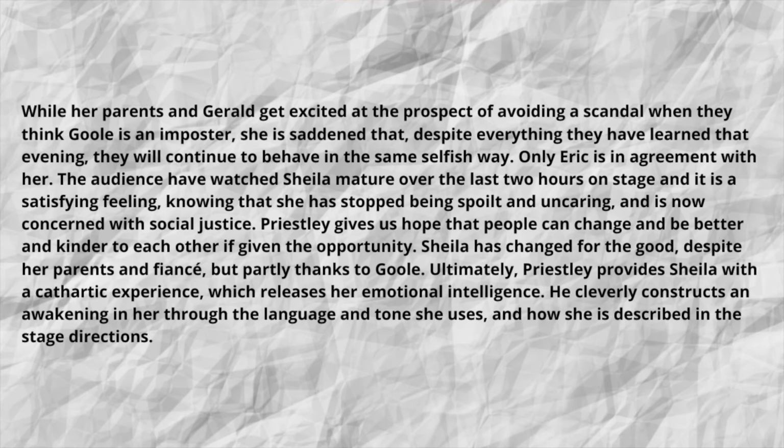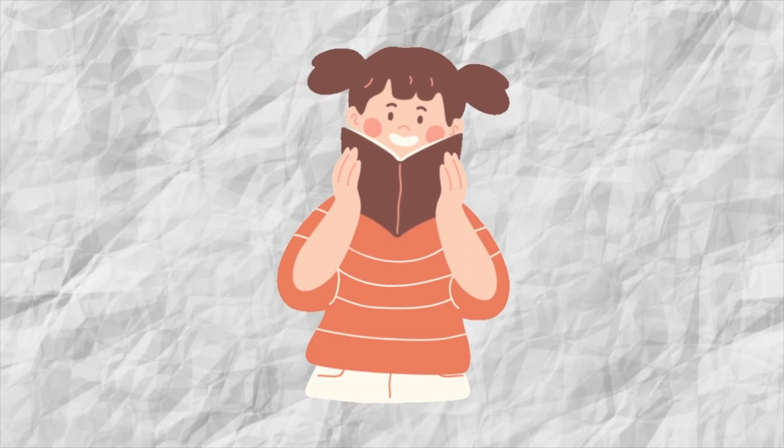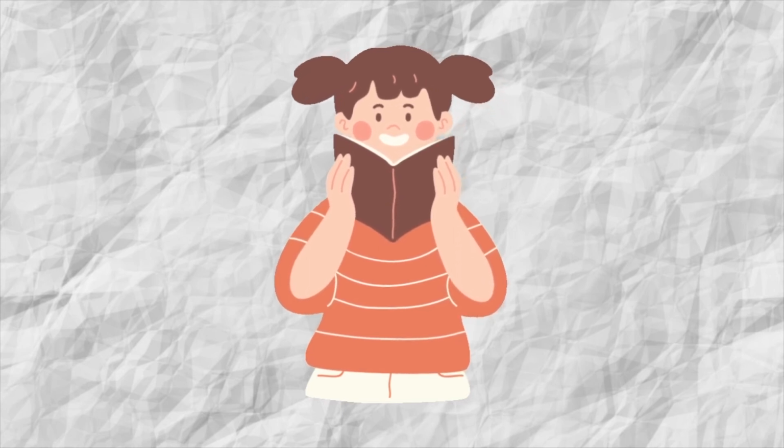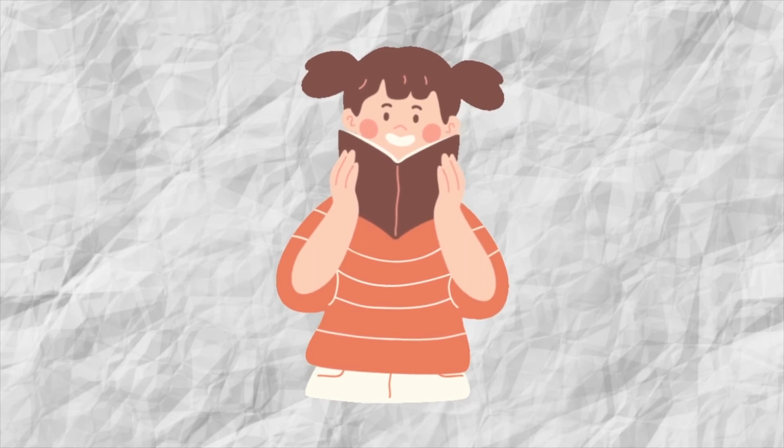Ultimately, Priestley provides Sheila with a cathartic experience which releases her emotional intelligence. He cleverly constructs an awakening in her through the language and tone she uses and how she is described in the stage directions. But don't forget to proofread. Firstly, read the essay backwards, isolating each word to check for spellings. Then read the essay aloud in your head, listening for any grammar mistakes.